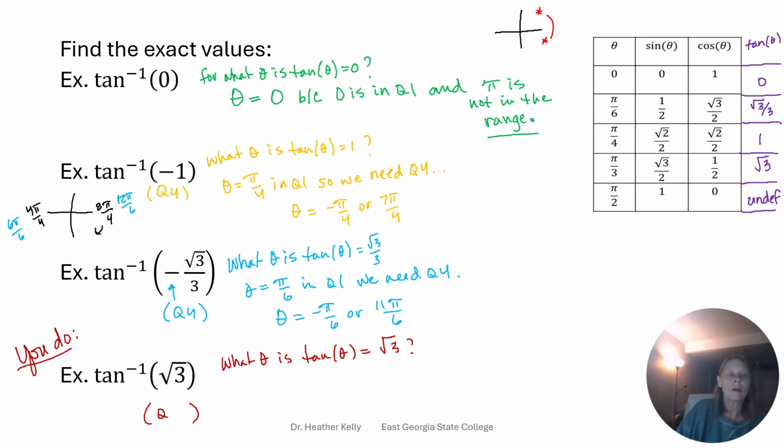Okay, here our answer, because it is a positive argument, we're looking for the answer in quadrant 1. So now we can just look over here at our chart, and we can quickly say that theta is equal to pi over 3.